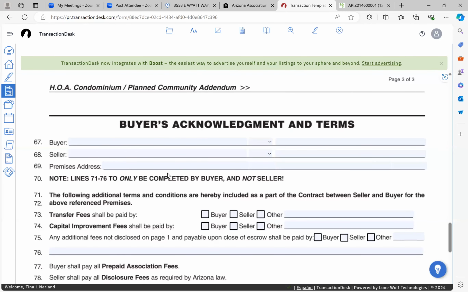Okay, so page 3. Your listing is active. The seller has provided a completed page 1. They have signed it. You've uploaded it to the listing. You, as the buyer's agent, when you're putting in your offer, this is the page that you're going to be filling out for your buyer. Buyer's name goes here. Seller's name should auto-populate here. Address of the premises here.